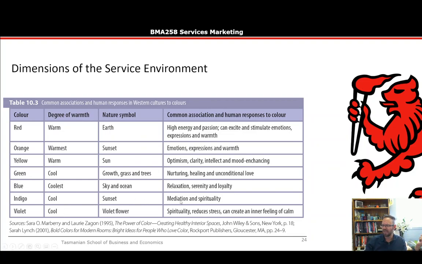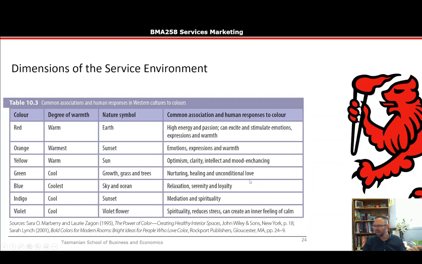Indigo, cool, sunset, meditation and spirituality. And then violet, which is like purple, cool, violet flower, spirituality, reduces stress and can create inner feelings of calm. Also, violet and purple have these notions of royalty and stuff as well.